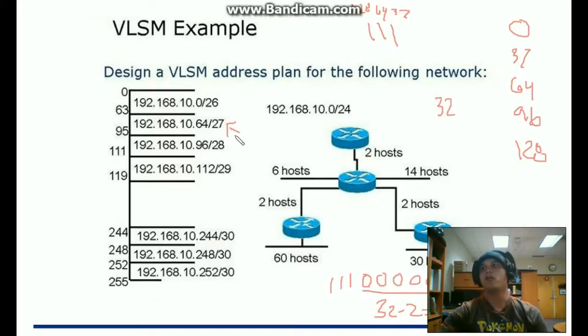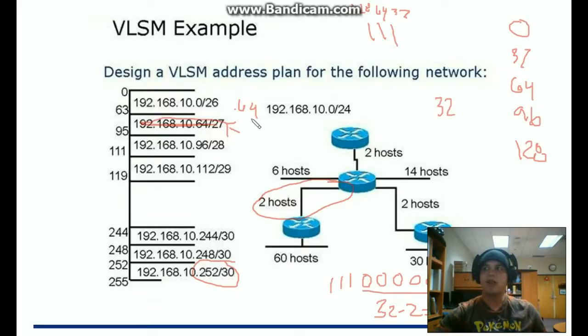Let's say we didn't do correct VLSM. We started with a /26 that took up IP addresses 0 through 63. So the next available subnet would be something that starts with a .64. Let's say we threw in a /30. /30 will give us 2 host IP addresses, which we'll use for these guys. And let's say we stuck it in right there.